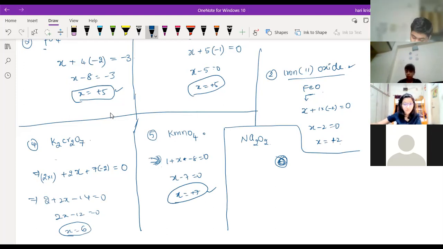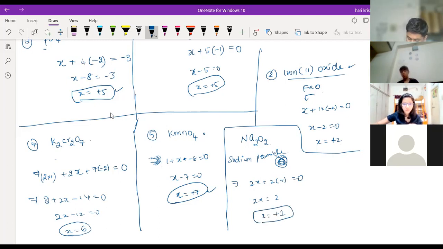No, this is the sodium peroxide formula. The 2x are outside. So in the case of peroxide, what does oxygen form? -1. Then check it. We don't know the x value of Na. So 2x plus 2 into -1 equal to 0. 2x equal to 2, x equal to 1.